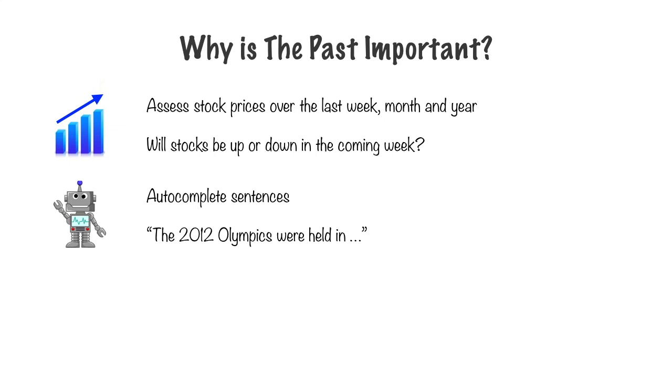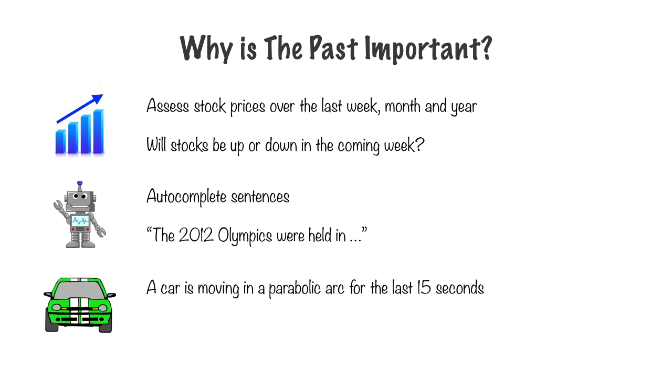As another, more cool example, let's say that you're working with self driving cars and you have a particular car that has been moving in a parabolic arc at a particular location for the last 15 seconds. This data available from the past is important for you to determine whether that car is headed for a collision within the next 10 seconds or so. All of this data that you see on screen is time series data. Time values hold a special meaning here.